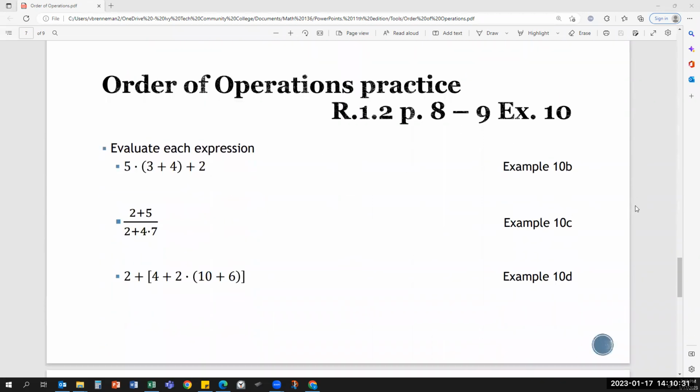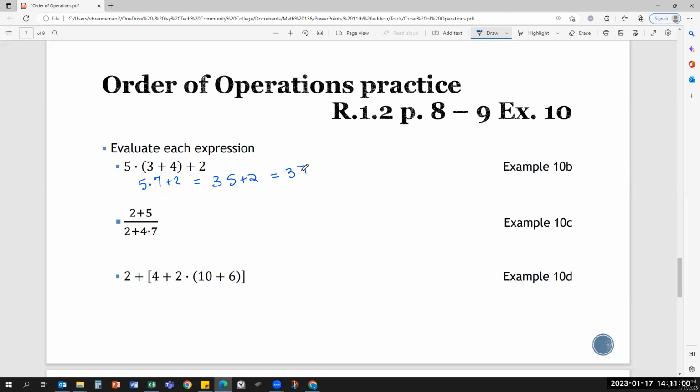All right, some practice of order of operations. So we have 5 times parentheses 3 plus 4, and then plus 2. So the 3 plus 4 inside the parentheses is the strongest grouping. So that is done first. So then we have 5 times 7 plus 2. The 5 times 7 is the next strongest grouping. So that happens, 35 plus 2, and then we do the addition.